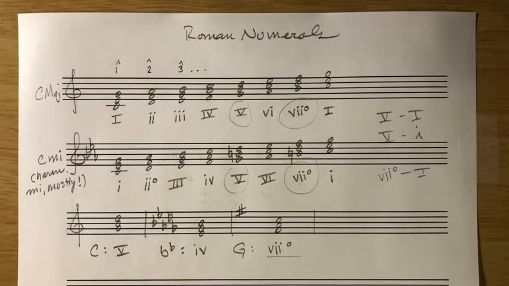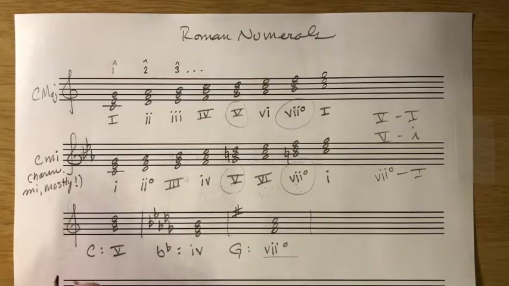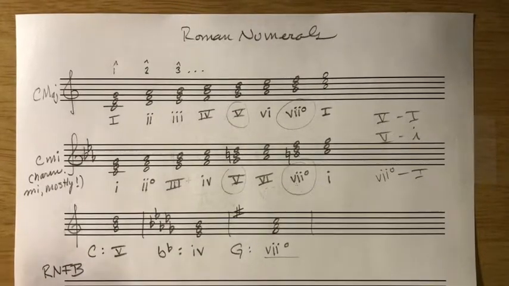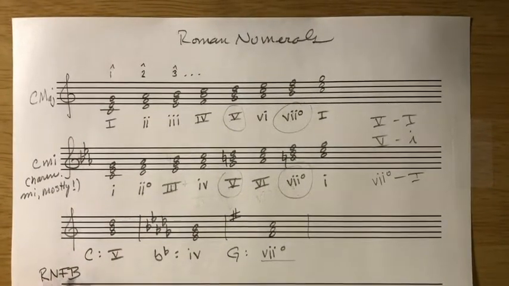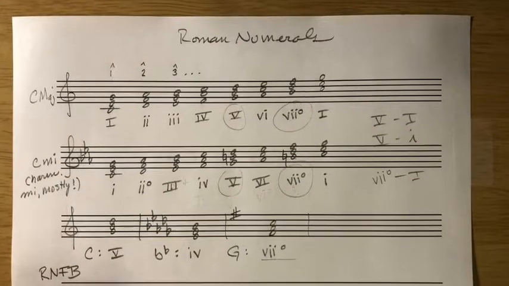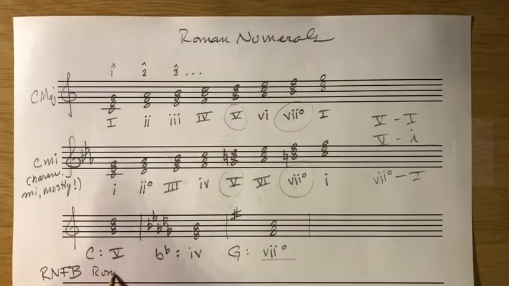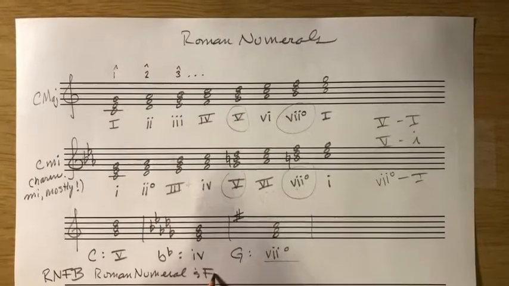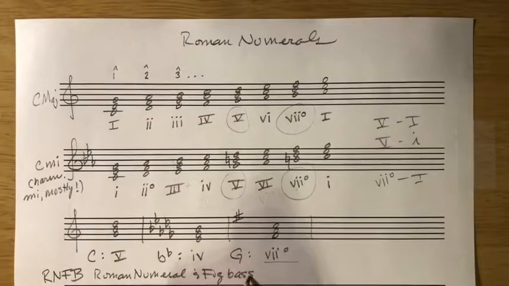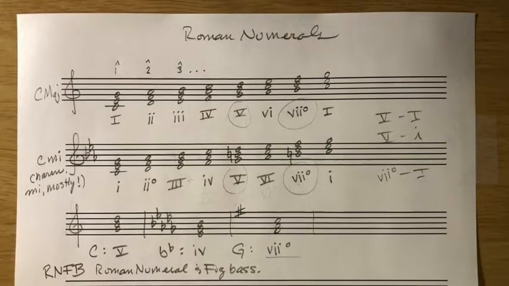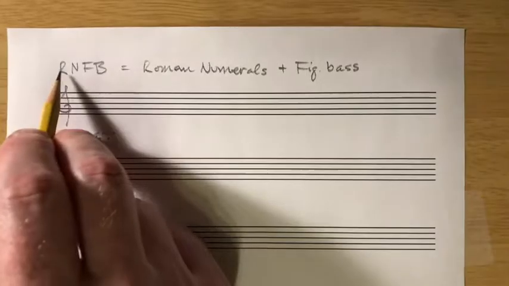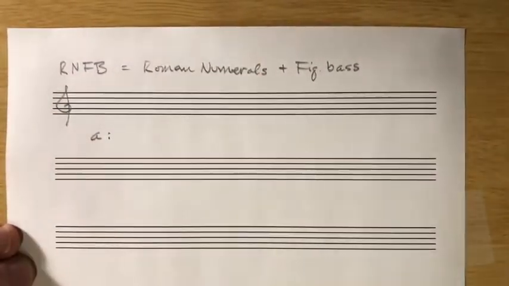Roman numerals can be used in conjunction with figured bass to create a notation that we call RNFB. RNFB is something you'll be hearing a lot about in this course. It's our most common notation labeling system for the harmonies that we use, and it means Roman numeral plus figured bass. So earlier this week we learned about figured bass symbols, and those are there to tell us what inversion to put the chord in. RNFB, Roman numerals plus figured bass.